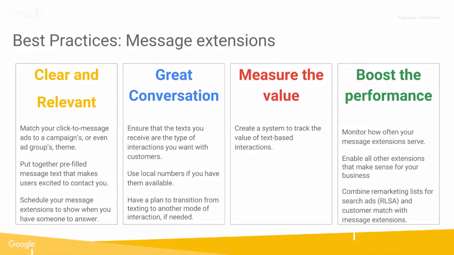Next is measuring the value of these conversions. So create a system to track the value of text-based interactions. As this is a newer extension and you're figuring out how it works for your business and you're trying different ways of messaging, create a system so that you understand which initial messages are coming through and how far in the funnel your potential customers are getting. Are they getting past the quote phase and are they turning into conversions? Is there maybe a bottleneck at some phase where you feel like, maybe that's the place I need to take this offline or change the mode of communication?